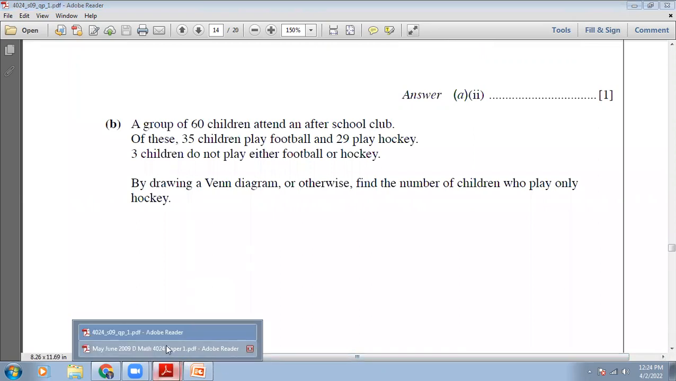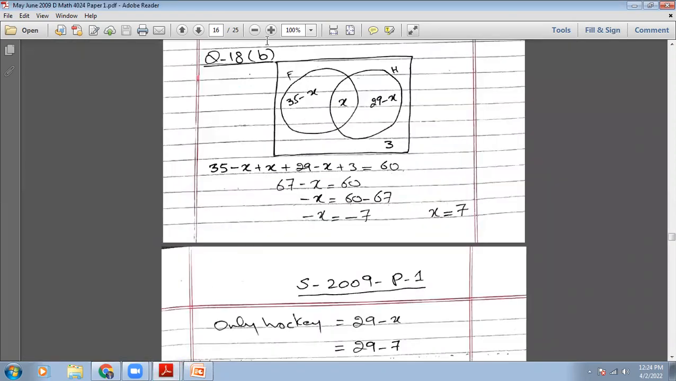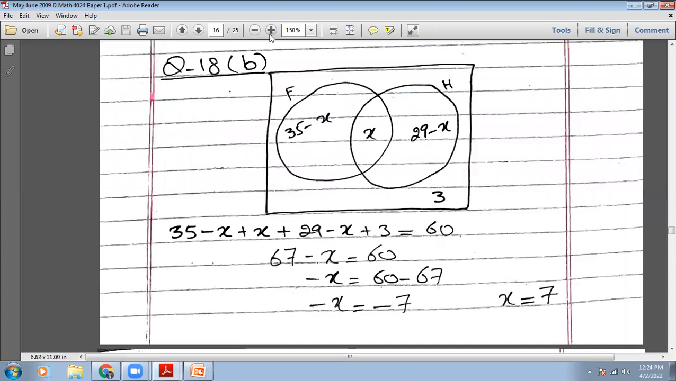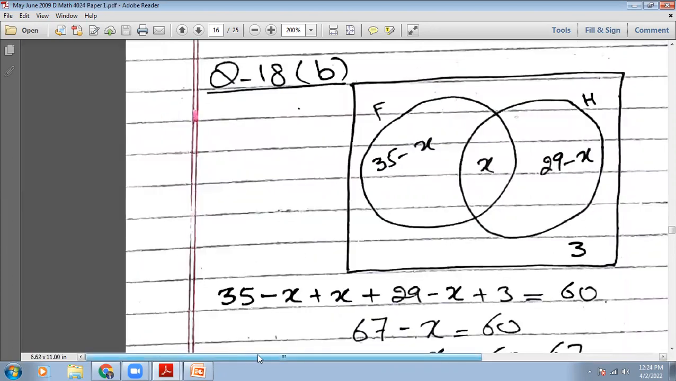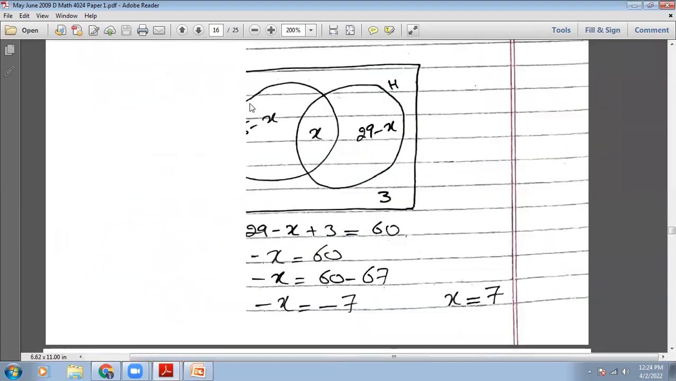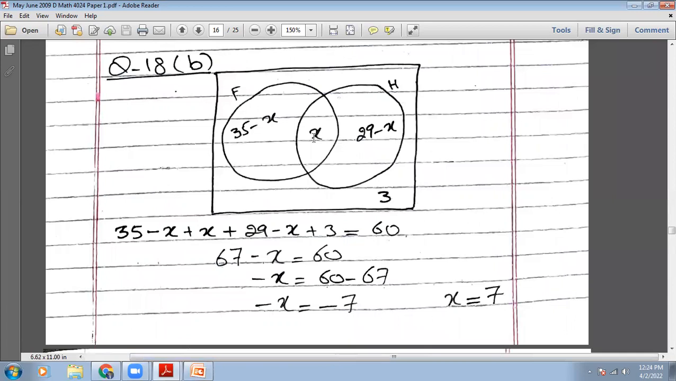So we will draw the Venn diagram. There are 2 games available. So you can see I have drawn 2 circles and a rectangle. The 3 people play nothing, and there are 35 people who play football. There are 29 people who play hockey.